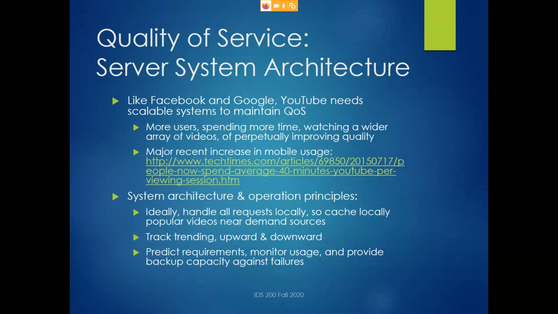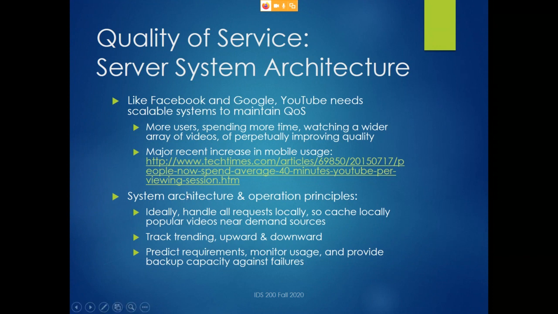Okay, other things, quality of service, server system architecture. So just like Facebook and Google, YouTube is really big and it needs systems that are scalable to maintain quality of service, right? So for example, it has all these videos stored in multiple levels of quality, and you might have a situation where thousands or even millions of people want to watch the same video at the same time. It's potentially a big headache.